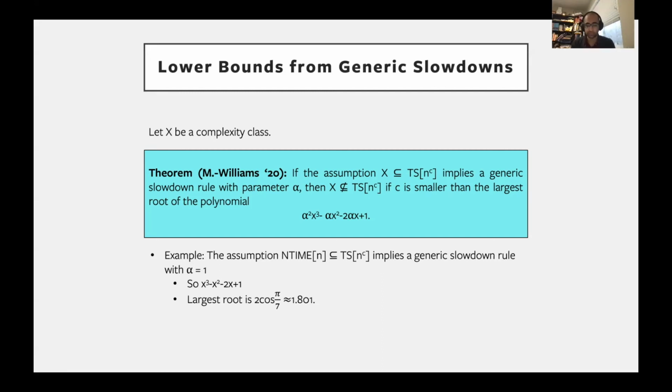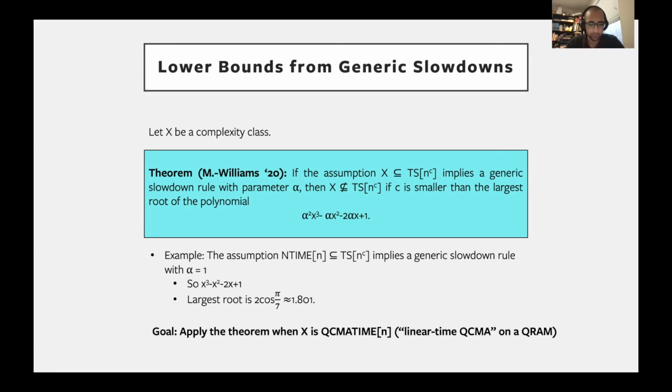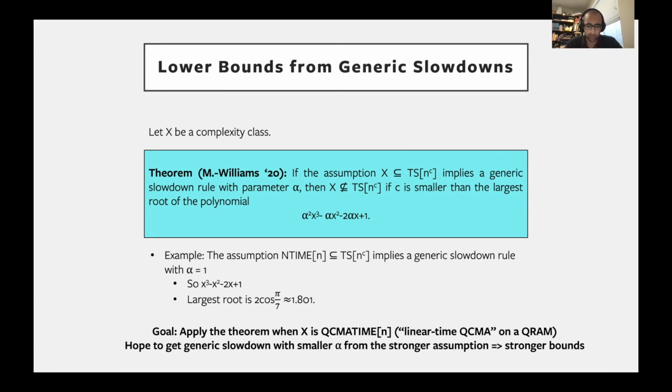Now, how do we use it to get something new? Well, we want to apply the theorem when X is QCMATIME n, which again is linear time QCMA on a QRAM. And the way we're going to do this is that we're going to hope that we can get a generic slowdown rule with a smaller value of alpha from the stronger assumption, because the assumption QCMATIME n is contained in TS n to the c for a given c is stronger than the assumption NTIME n is contained in TS n to the c. And we're hoping that the stronger assumption means a smaller alpha and hence a stronger lower bound at the end.